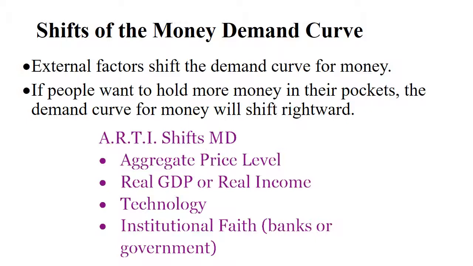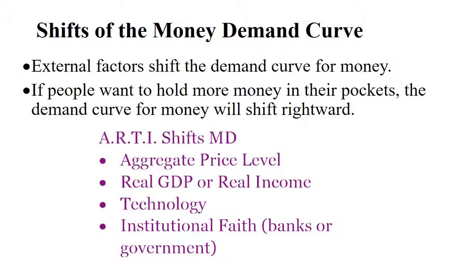T stands for technology. This is your access to ATMs and your ability to use credit card machines and things like that. When there's less technology available to you, you need cash more.